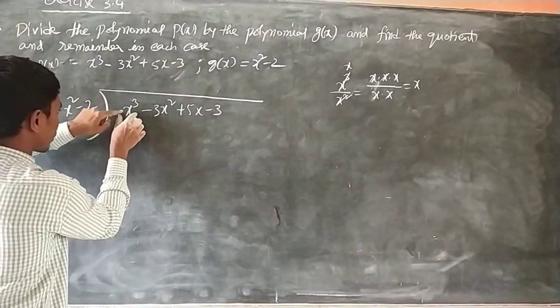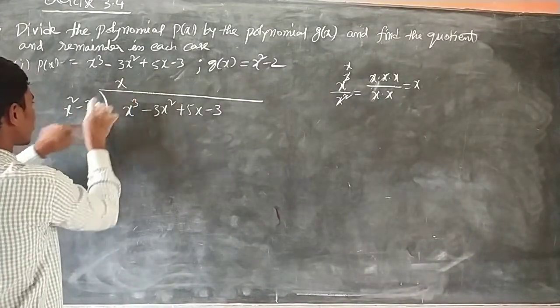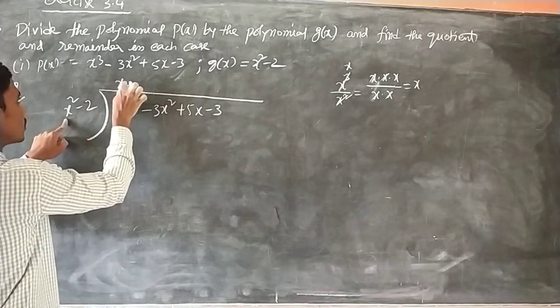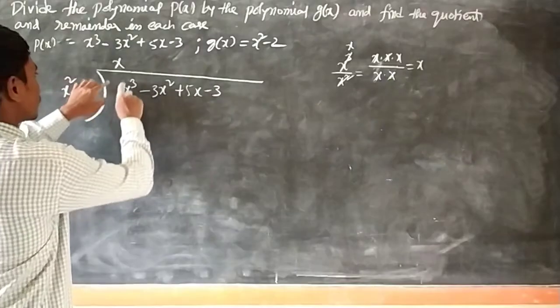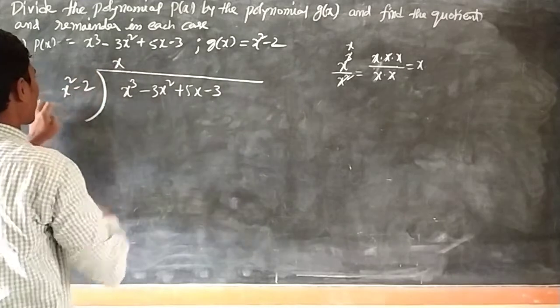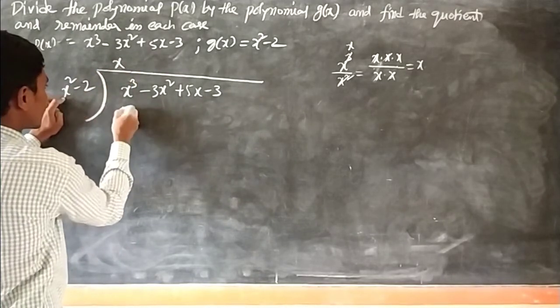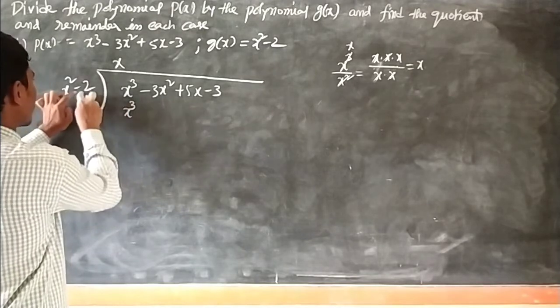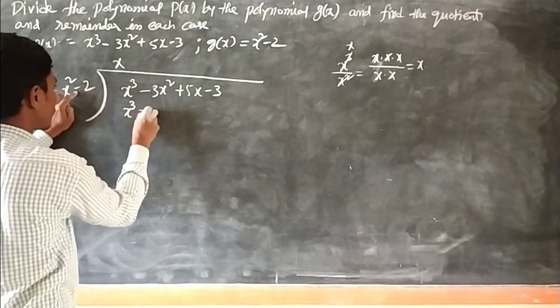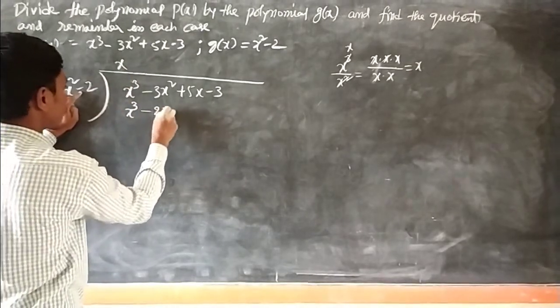For getting the x cube term, you should multiply the divisor with x. Then the first term of the quotient is x. x into x square gives x cube. x into minus 2 gives minus 2x.